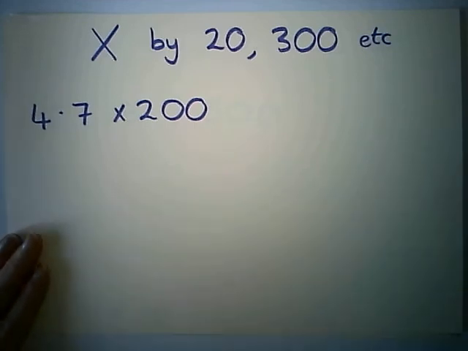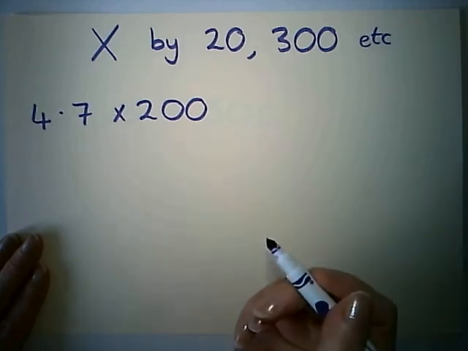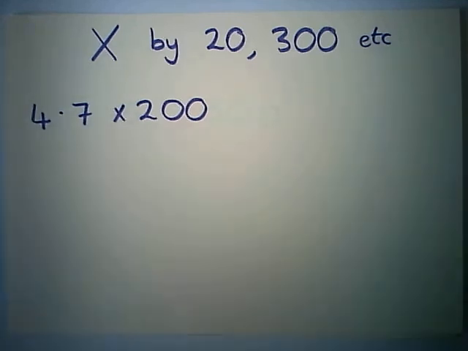Okay, so I've just got one example for the multiplication. What we have to do is break it up. So 200 is the same as 2 times 100, or 2 multiplied by 100. So if we take our 4.7 and we can multiply it by 2 and by 100, and it doesn't matter the order. So I'm going to multiply by 100 first because I find that easier, and then I'm going to multiply the answer that I get by 2.